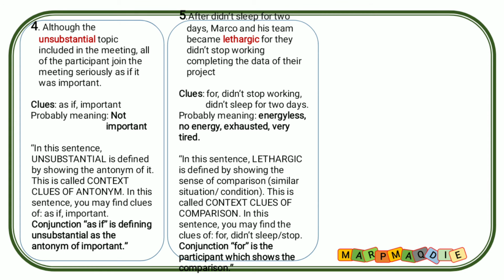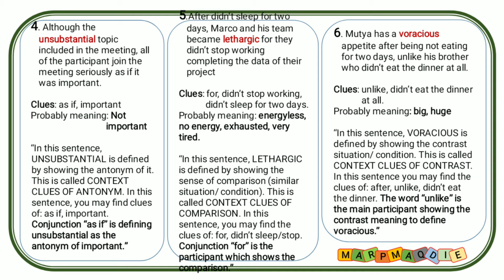of comparisons. The last is: Mutia has a voracious appetite after not eating for 2 days, unlike his brother who didn't eat the dinner at all. The clues here are the word "unlike" and "didn't eat the dinner at all." The probable meaning of "voracious" here is big or huge, big appetite or huge appetite. In this sentence, "voracious" is defined by showing the contrast situations. The first situation is Mutia didn't eat for 2 days, but his brother didn't eat the dinner at all. So this is a contrast situation in the sentence.